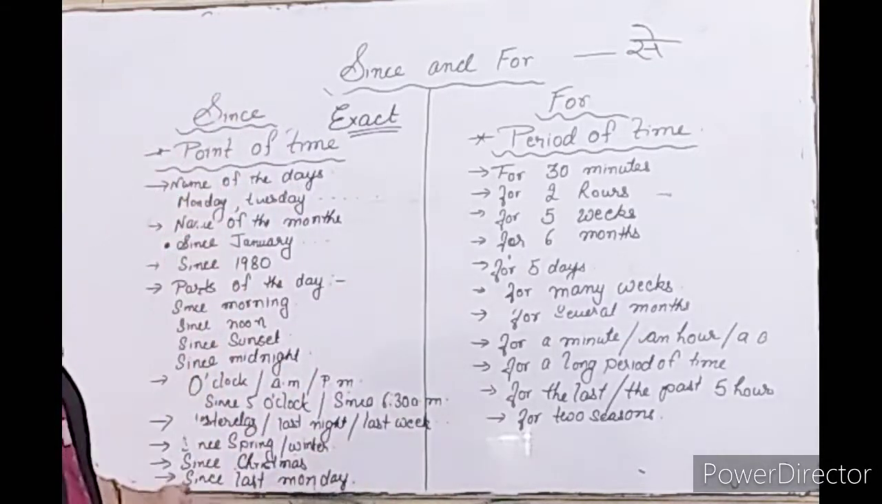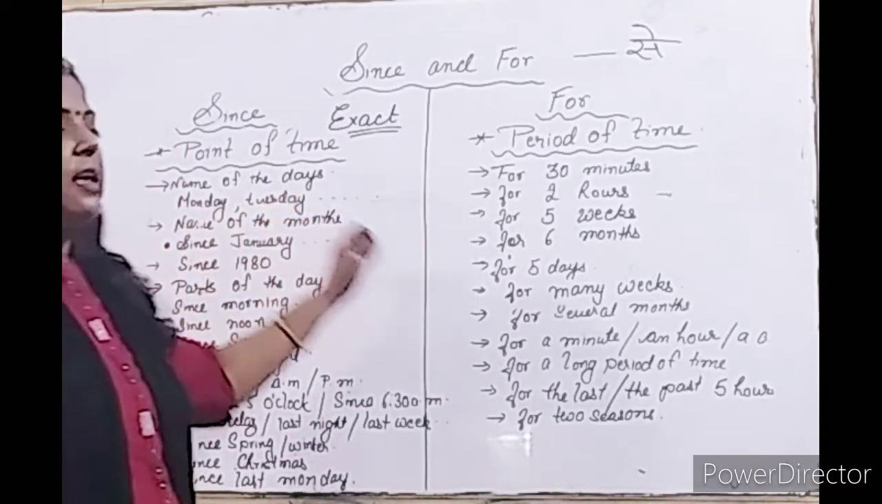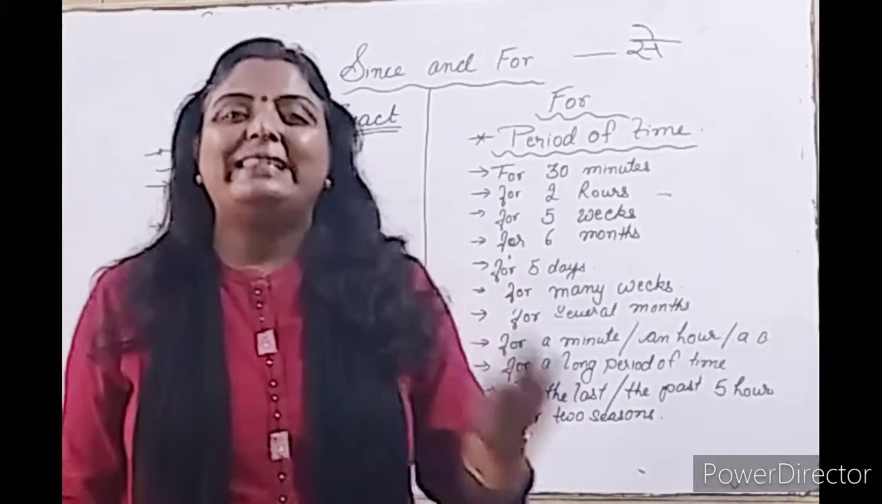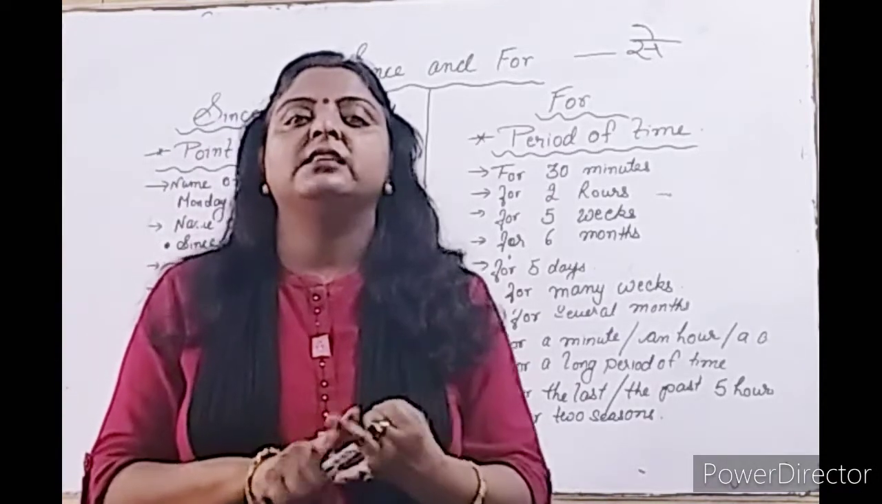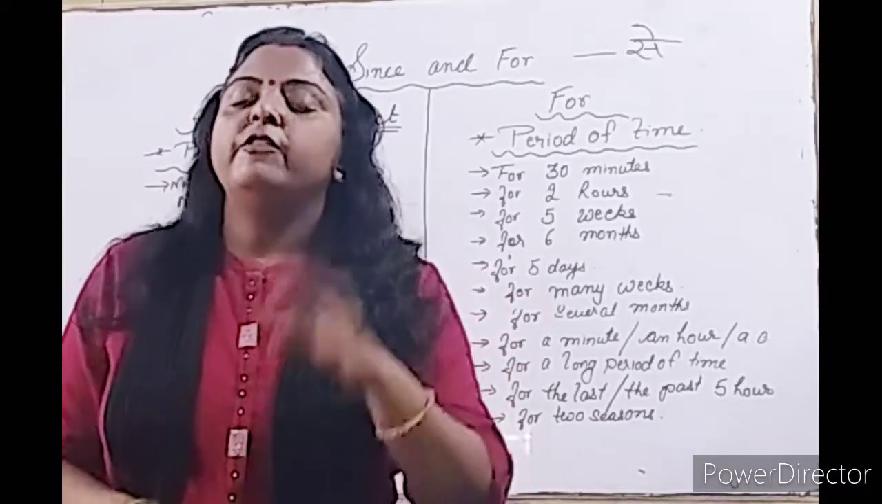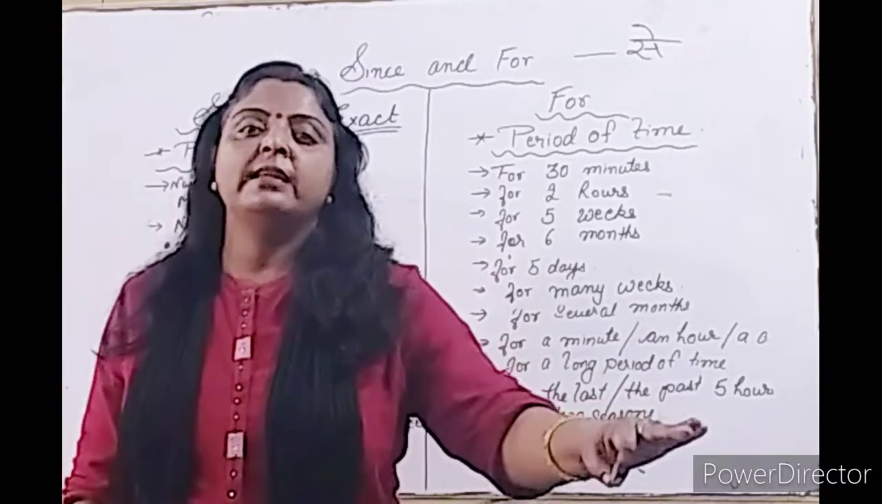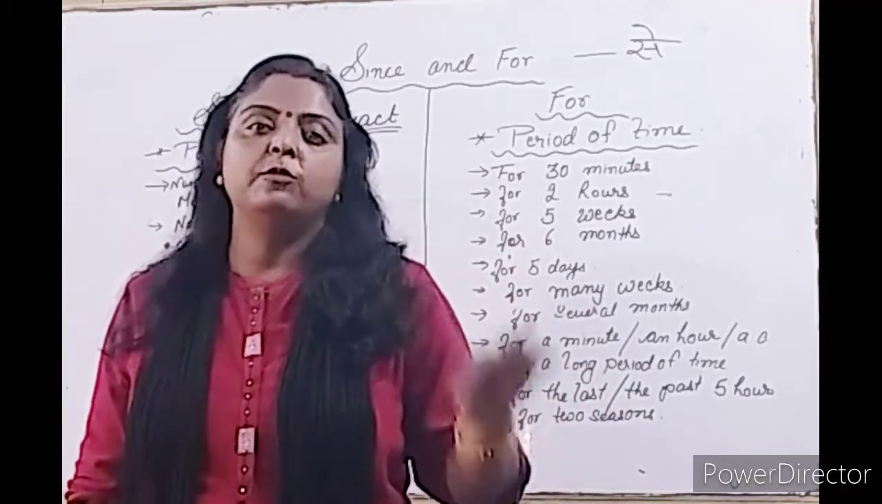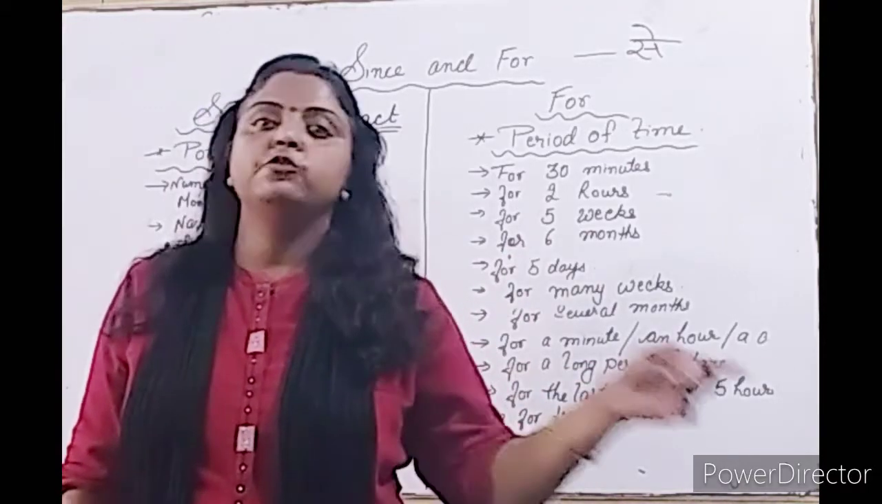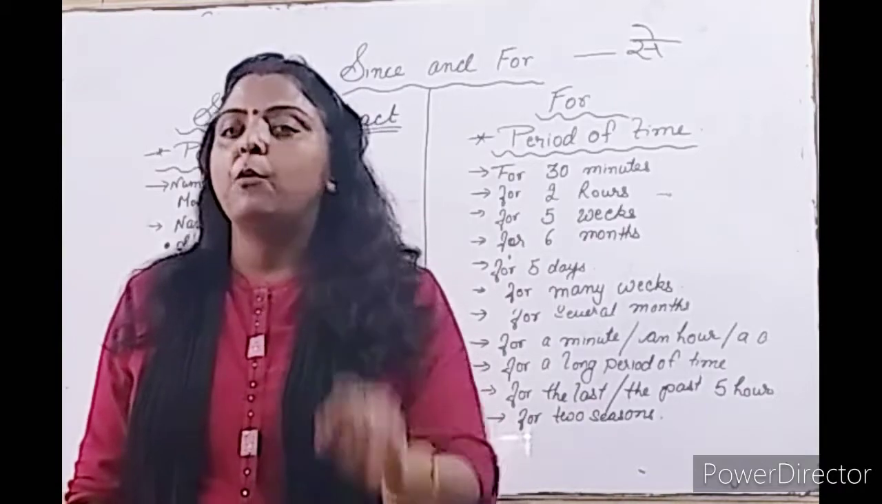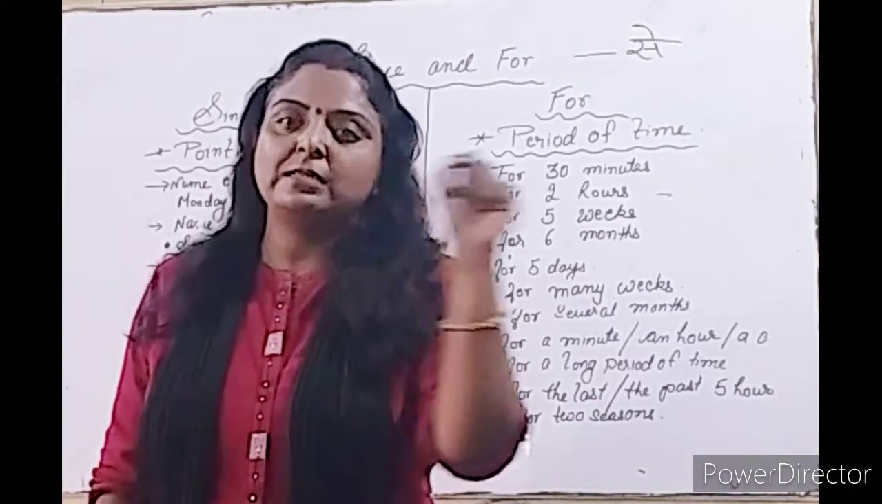Let's see some examples. Name of the days. If you are taking the name of any day like Monday, Tuesday, Wednesday, Thursday, Friday, Saturday, Sunday, we will use since, because when I am saying since Monday, that means I am talking exactly about Monday. I am not talking about Tuesday or Wednesday. I am talking about Monday. So we will use since Monday.